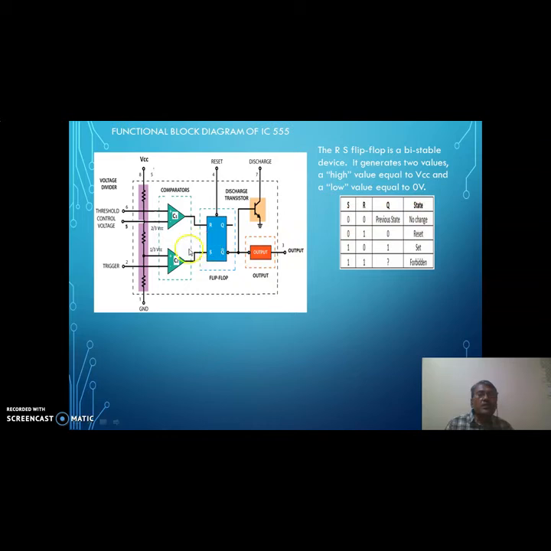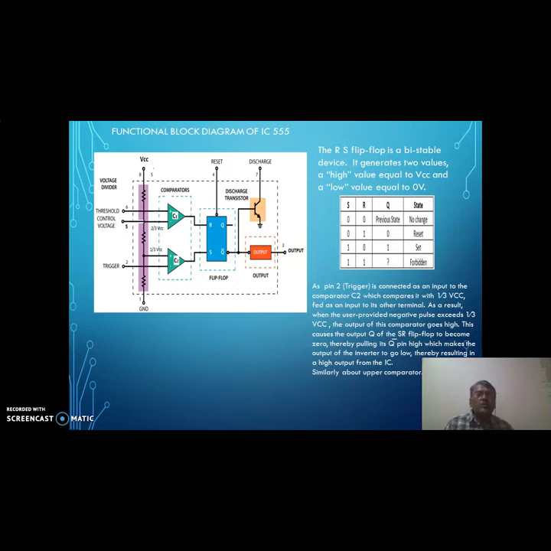If S is 1 and R is 0, then the flip-flop will get set. If R is 1 and S is 0, the flip-flop will get reset. And if both are 1, this is what we call a forbidden state, which will not be used in this case. Then in the particular situation in the timer, the reference level of the lower comparator is 1/3 VCC, and we compare this reference voltage with the trigger input, which is given to the inverting input of this lower comparator.